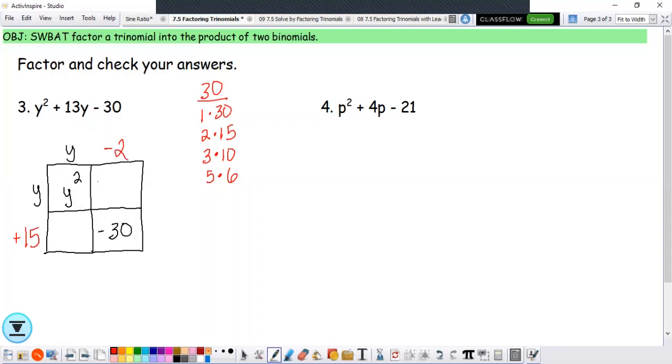So negative 2 times y is negative 2y. Positive 15 times y is a positive 15y. So if we check, 15y subtract 2y does give us 13y. A positive 15 times a negative 2 will give us negative 30. So this factors as y plus 15 times y minus 2.